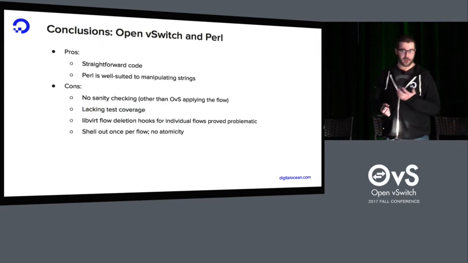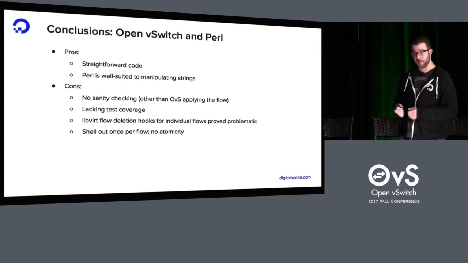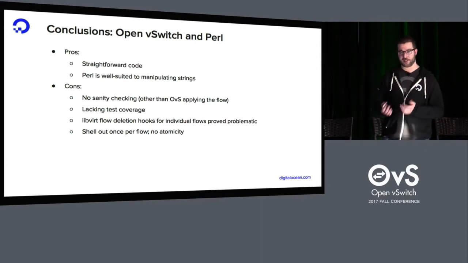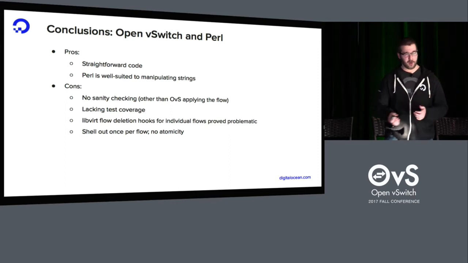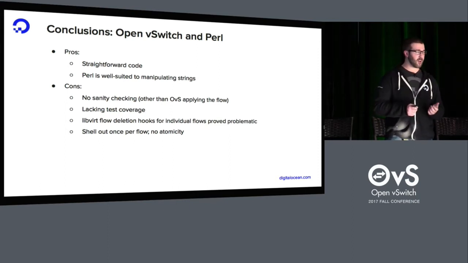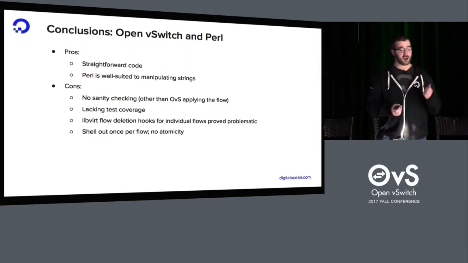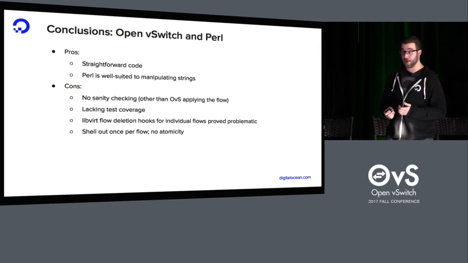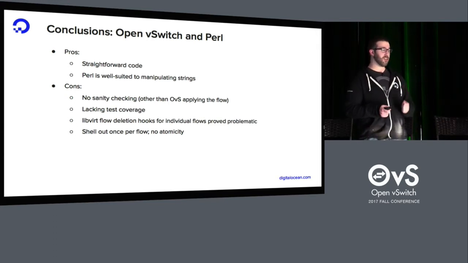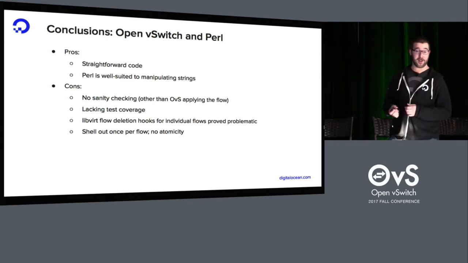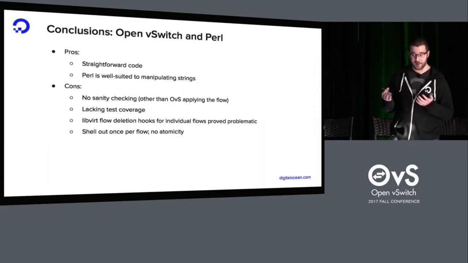So this was great. The pros were the code was pretty straightforward in general, and Perl's really good at manipulating strings and shelling out to other utilities. As far as cons, there was no real sanity checking other than OVS trying to apply the flow. So it was easy for typos and other problems to occur. The test coverage was a little bit lacking, but that's kind of on us as well. The libvirt flow deletion hooks I talked about were a little bit problematic with individual flows, and we would have dangling flow problems at times. And finally, we had to shell out once per flow. So there was no atomicity to this approach. So if we're adding 50 flows and you fail on flow 25, well, you've kind of got a mess.